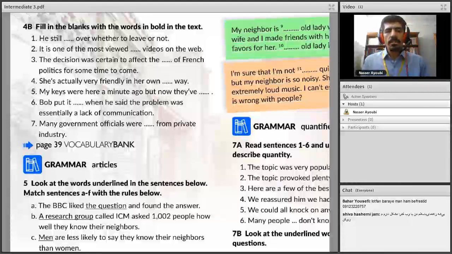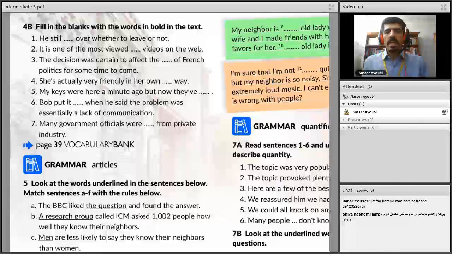Number four, she is actually very friendly in her own peculiar way, in her own strange way. Number five, my keys were here a minute ago, but now they have vanished. Good. They are not there anymore. Number six, Bob put it in a nutshell when he said the problem was essentially a lack of communication. Put it in a nutshell means briefly said what the problem was, basically a lack of communication.